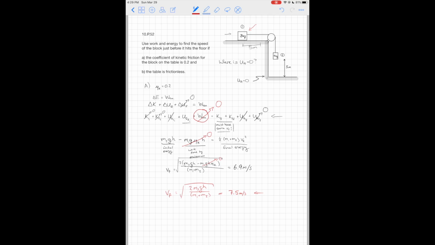So that's actually part B. That was it. Part A was all the heavy lifting. Part B is just saying that the external work is equal to 0. So that was number 452.